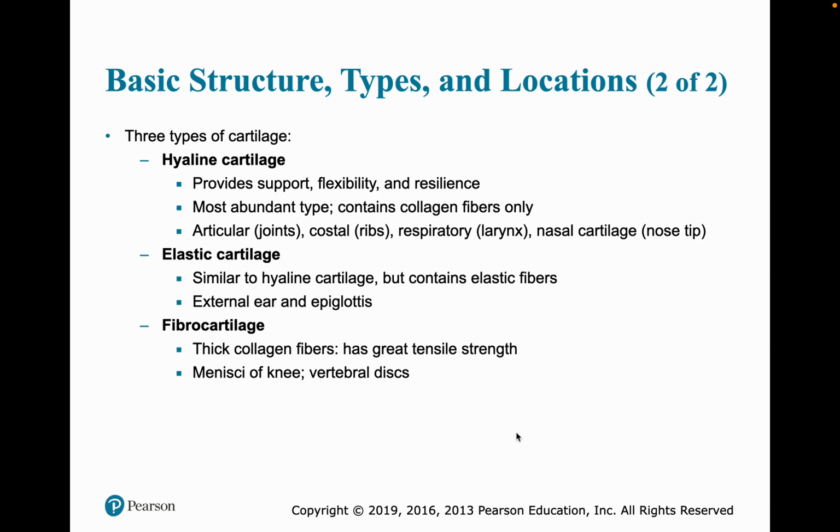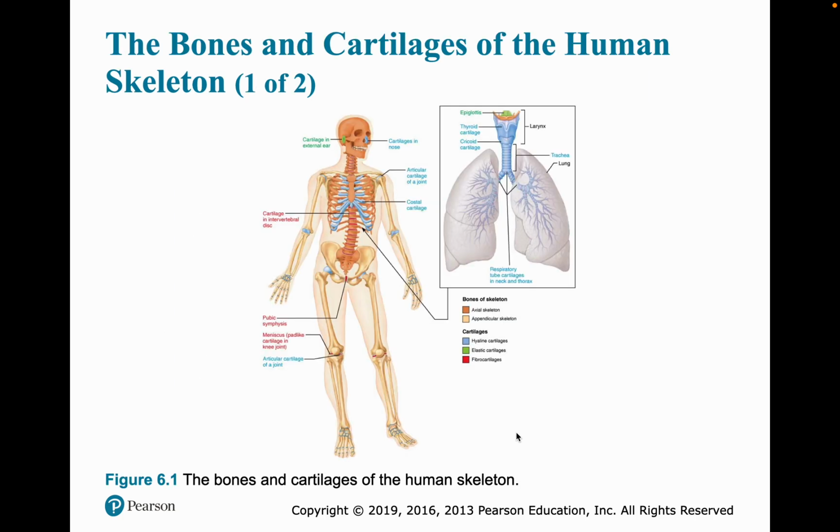The third type is fibrocartilage that has thick collagen fibers, great tensile strength. You can pull on it without it breaking. The meniscus of the knee and the vertebral discs would be examples of fibrocartilage.